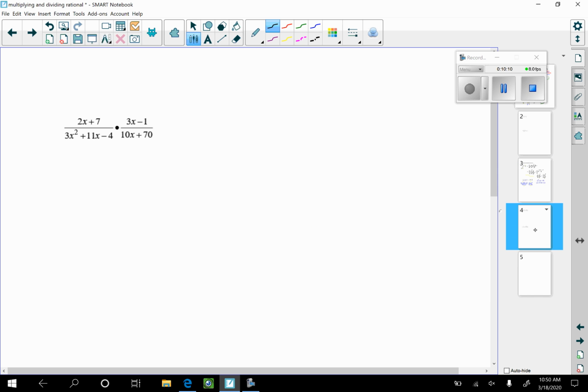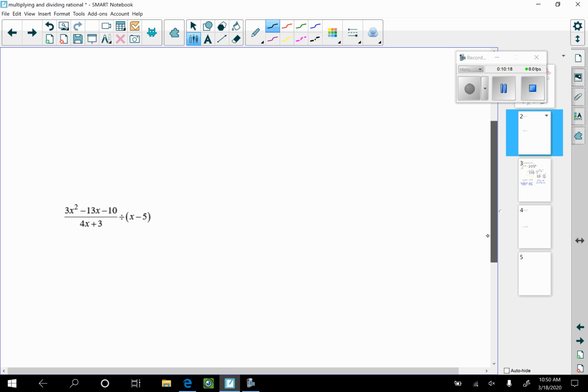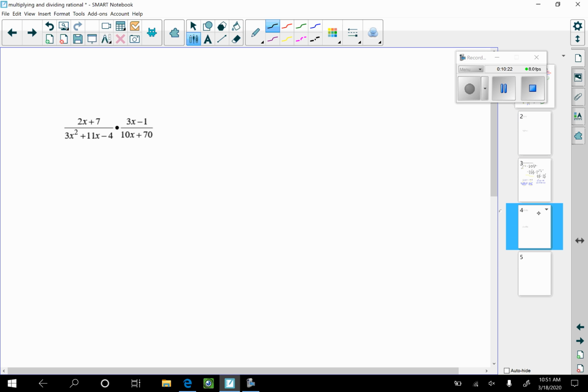Let's see here, to investigate these different problems. I think I'm going to go with this example here because it's another timesy. So let's do this example. Oh boy, I got a lot going on here. The first thing, this is going to be easy to factor here.